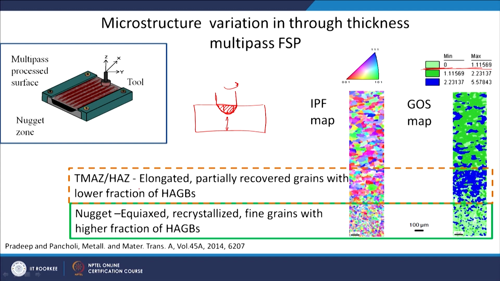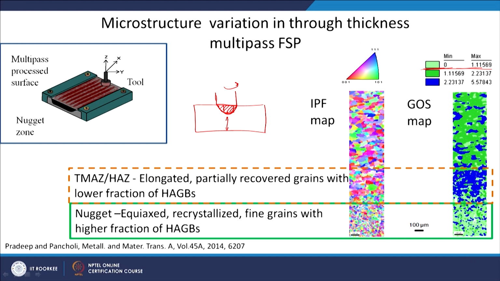But if you see this, this is where we say that you have a thermomechanically affected zone. That means the material is not fully recrystallized or fully recovered. That means dislocations must be there, low angle grain boundaries must be there.